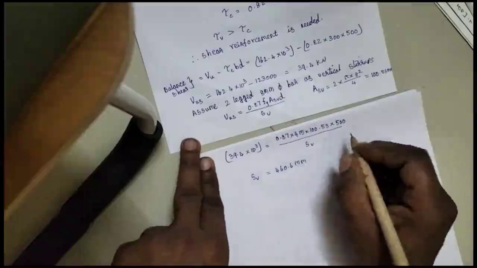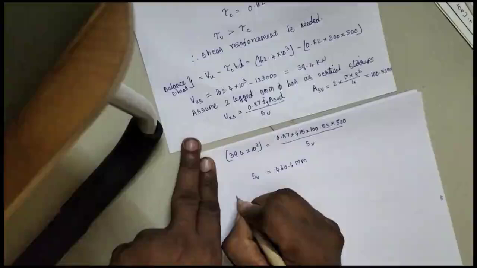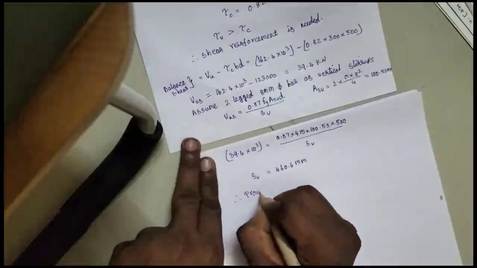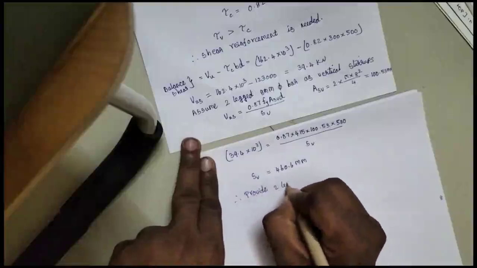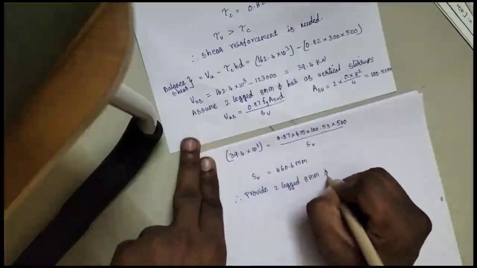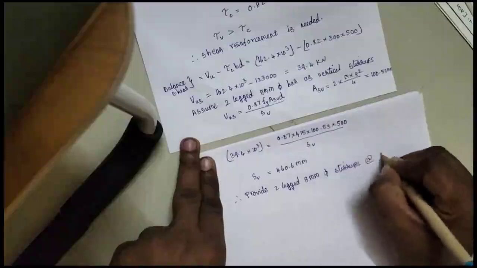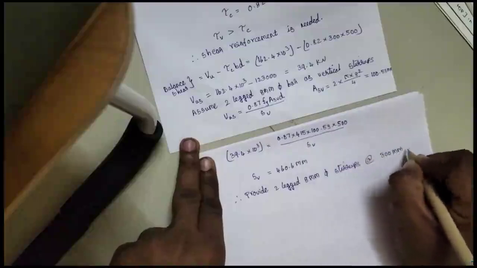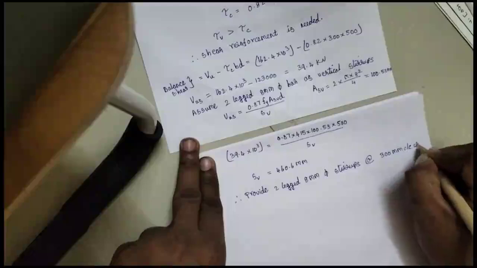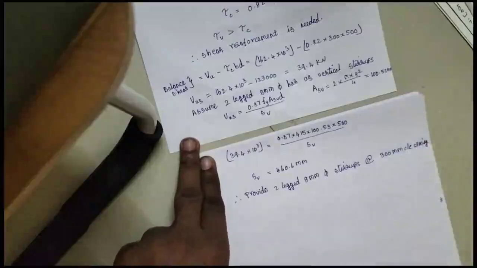But as per our IS 456, the spacing cannot exceed 300 mm. Therefore, provide two-legged 8 mm dia stirrups at 300 mm center to center spacing. With this, the problem comes to a closure. Next we are going to see about an L beam, which we will see in the next class. Thank you.